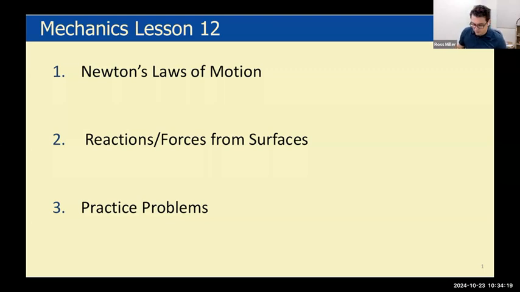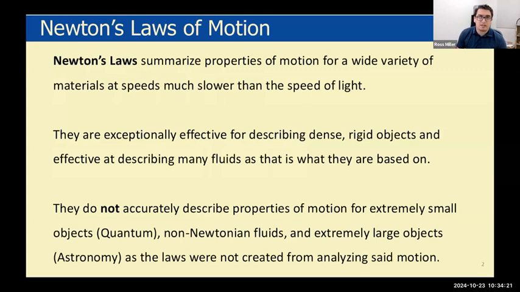So right here, this is the big picture: what's the goal of Newton's laws, and then what are they? Newton's laws of motion summarize properties of motion and how motion changes for an object for a wide variety of materials at speeds much slower than the speed of light. So we're not talking about relativity. We're not talking about light itself. We're not talking about really fast moving particles at the subatomic levels.